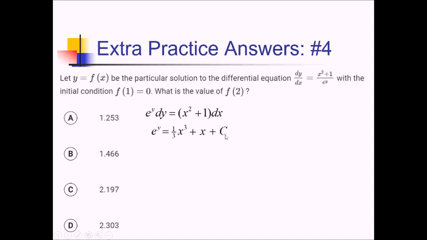We need to figure out the c value in order to figure out the particular solution that we're going to plug 2 into later. So to do this, I need to plug my initial condition, 1, 0, into this general solution. So we have e to the y value 0 equals all of this stuff with 1 plugged in for x. So e to the 0 is just 1. We can subtract this 1 over here and cancel that out. So we have a 0, and really all that's left on this side is just a 1/3 plus c. Subtracting that 1/3 gives us negative 1/3 for the c value. And then we can go ahead and plug that back in for c up here.